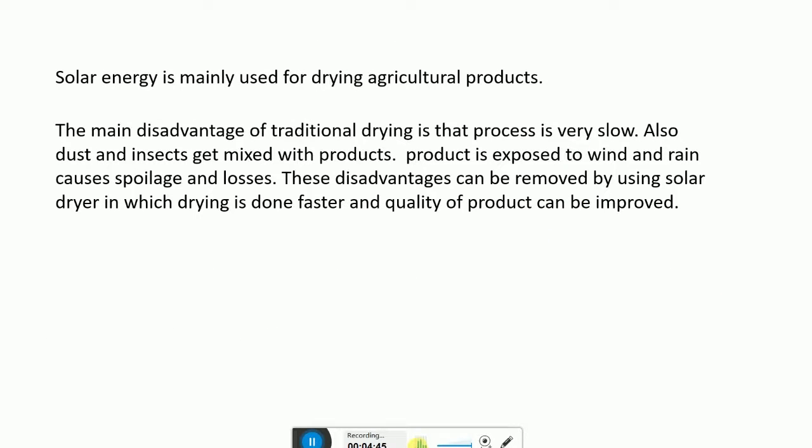Solar energy is mainly used for drying agricultural products. The main disadvantage of the traditional drying method is that the process is very slow and also dust and insects get mixed with the products, because the products are placed on open ground. The product is exposed to wind and rain, which causes spoilage and losses. These disadvantages can be removed by using a solar dryer, in which drying is done faster and product quality can be improved.